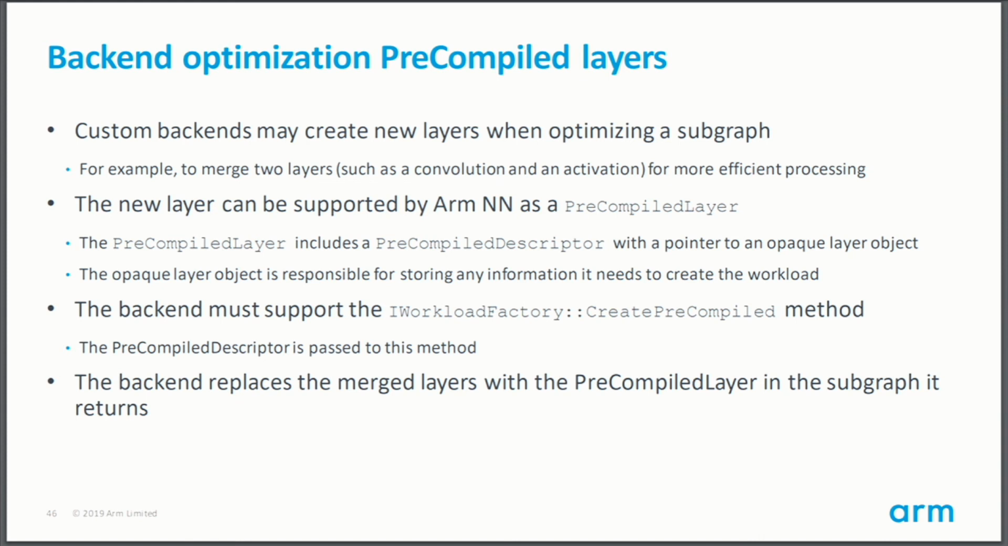As I already mentioned, you can create new layers when optimizing a subgraph, such as for merging two layers together, or even potentially just replacing the whole subgraph with a single layer. Because Arm NN does not know what optimizations you want to do and what layers you want to merge together, and it obviously can't support all of the new layers that every backend might want to create, we have what we call a precompiled layer. A precompiled layer allows any new layer that the backend wants to create to be supported through Arm NN. It holds a pointer to an opaque layer object, and that opaque layer object is responsible for storing all of the information that your backend needs to create the workload to support this new layer.